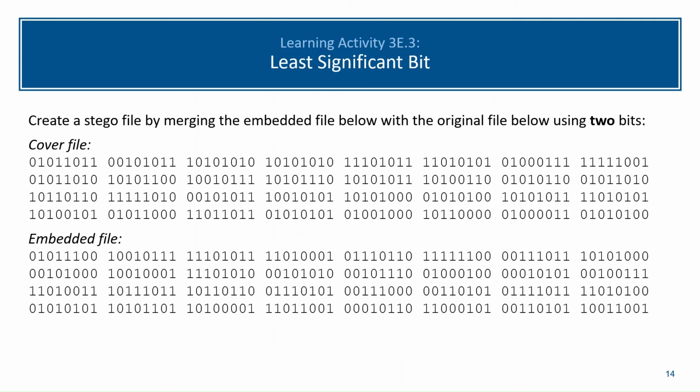All right, welcome back. So to embed it using 2 bits, essentially I'm going to just keep the first 6 bits of the cover file and then embed the last 2 bits of the embedded file. So the first row would be 0, 1, 0, 1, 1, 0, and then 0, 0 coming from the embedded file. And then 0, 0, 1, 0, 1, 0, 1, 1. So it'd be exactly the same because the last 2 digits of the embedded file are 1, 1. And then it'd be 1, 0, 1, 0, 1, 0, and then 1, 1 coming from the embedded file. And so on until I've finished my least significant bit insertion.